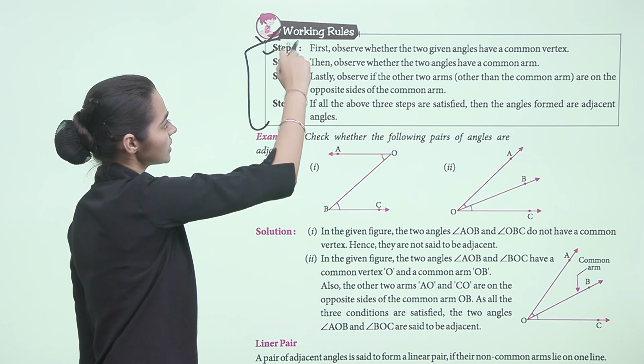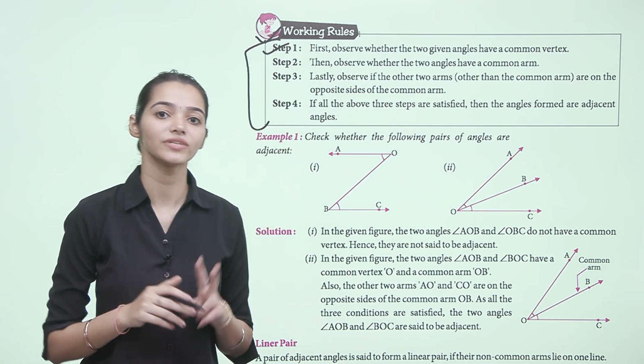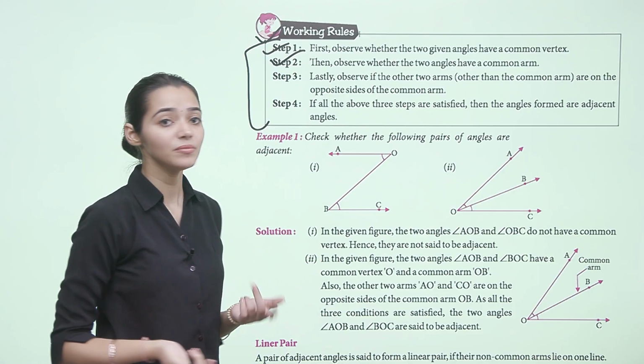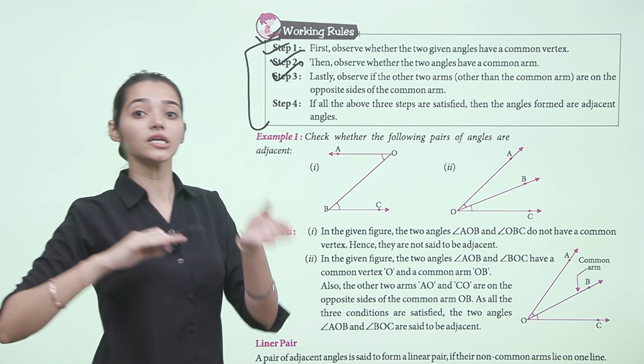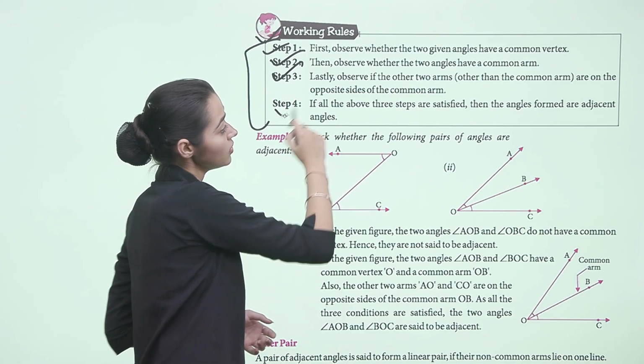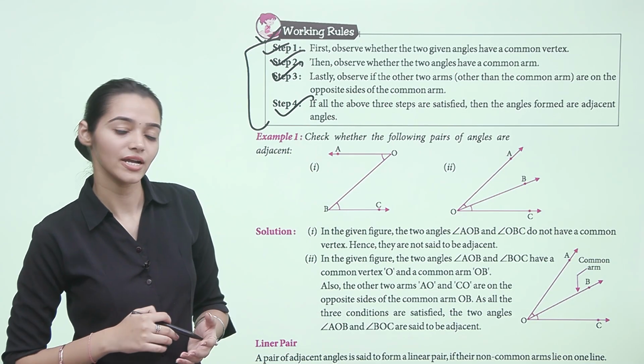Here are the working rules. Step 1: firstly we will observe whether the two given angles have a common vertex. Then we will observe whether the two angles have a common arm. Then lastly we will observe whether the other arms are on the opposite sides of the common arm or not. If all the above steps are satisfied, that means the angles are adjacent angles.